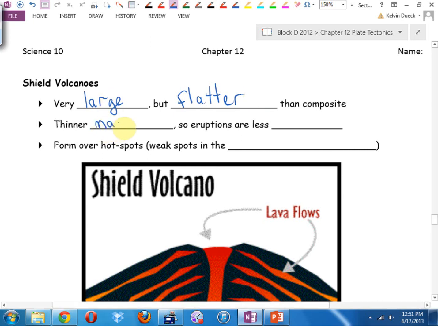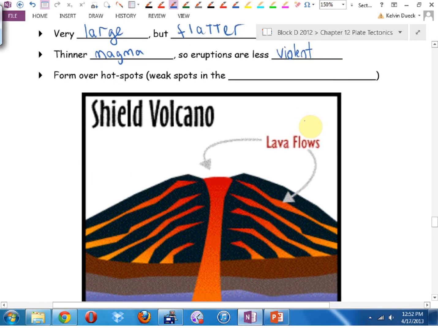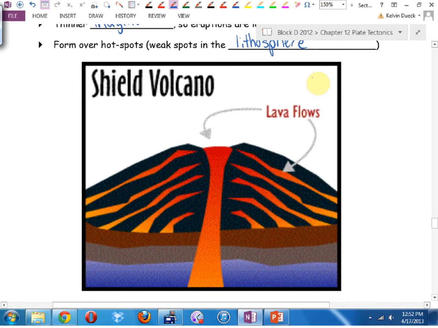Thinner magma, so the eruptions are much less violent. They form over hot spots, which are weak spots in the lithosphere. So here is a lovely cross-section of a shield volcano.